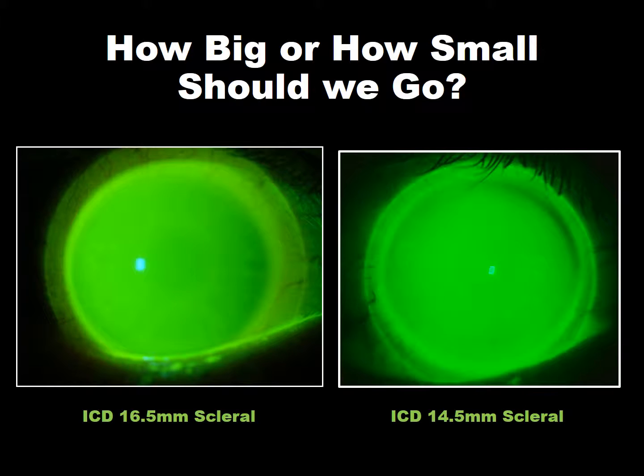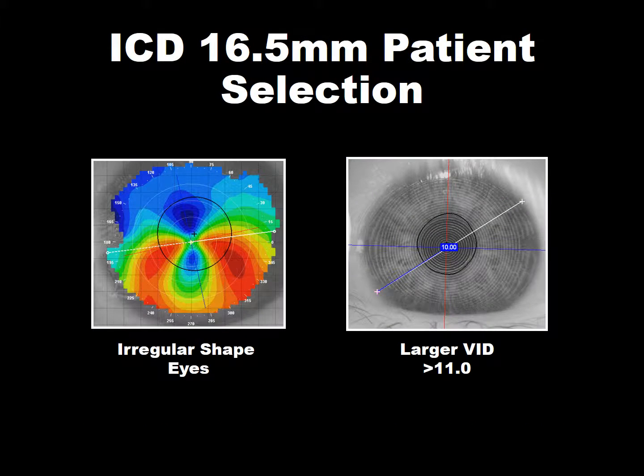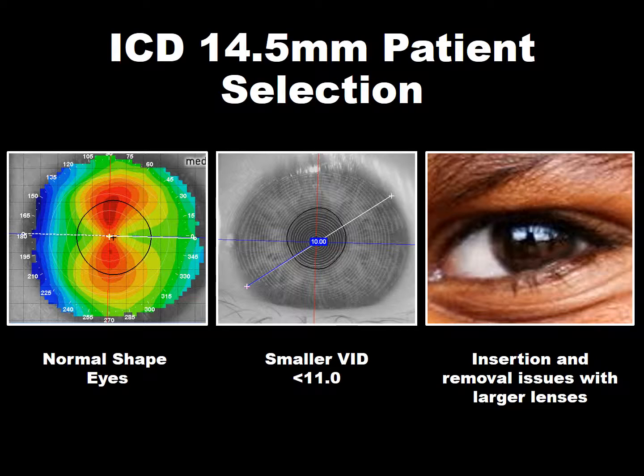When deciding whether to use the 16.5 or the 14.5 ICD lens, there are numerous factors to consider. The ICD 16.5 is designed for irregular shaped eyes and those with a visible iris diameter of greater than 11 mm. The ICD 14.5 is aimed towards more normal shaped and regular corneas, those with smaller irises of less than 11 mm, and those for whom insertion and removal with larger lenses is difficult due to small eyes or a strong blink reflex.